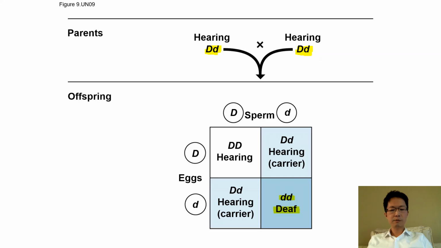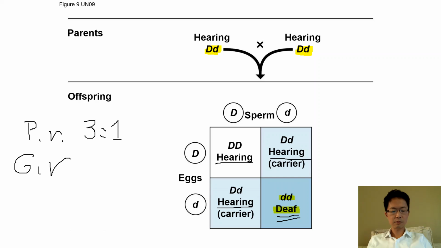The phenotypic ratio, PR, is also 3:1, because we have 3 with normal hearing, but 1 deaf. That's why the phenotypic ratio is 3:1. What about the genotypic ratio? The genotypic ratio is also 1:2:1.